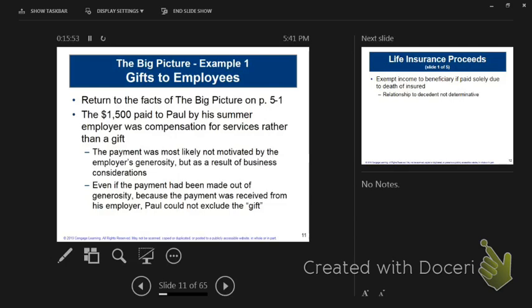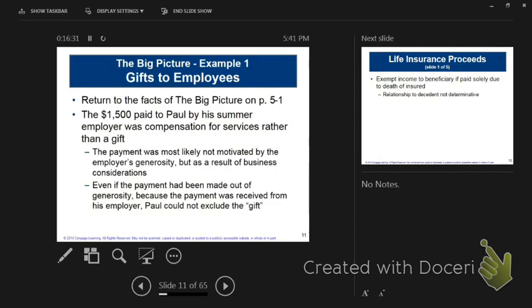Okay, so if you go back to this question, he was paid $1,500 compensation for services rather than a gift. If he was paid $1,500 for services, that's going to be considered payment for a job. And therefore, it is going to be included, I just used the wrong word, included in his income. It's not going to be considered a gift. They actually said in the very beginning that this was for services that he rendered. So he needs to be very careful. He could not exclude that as a gift.